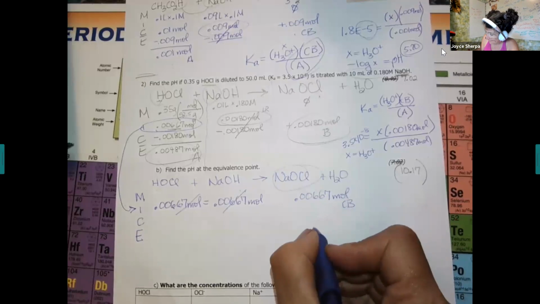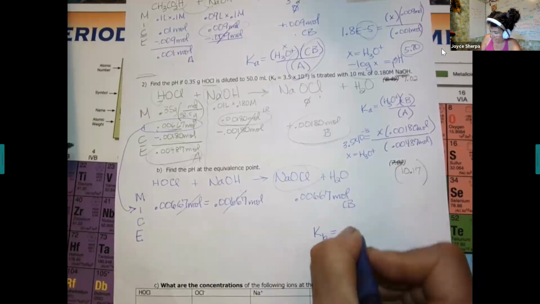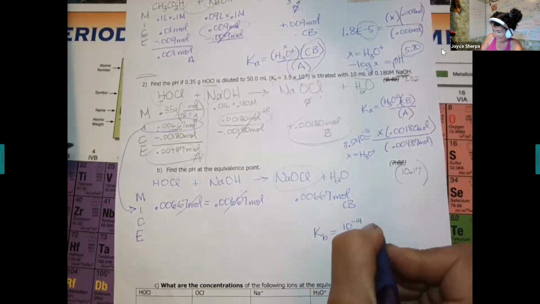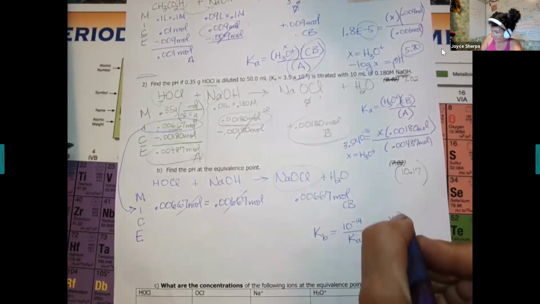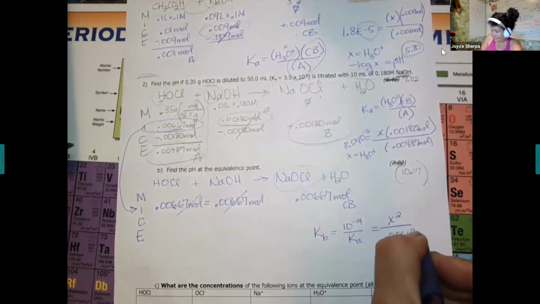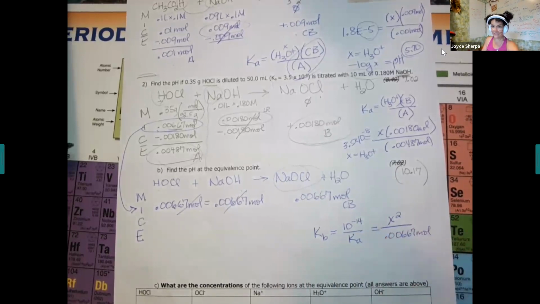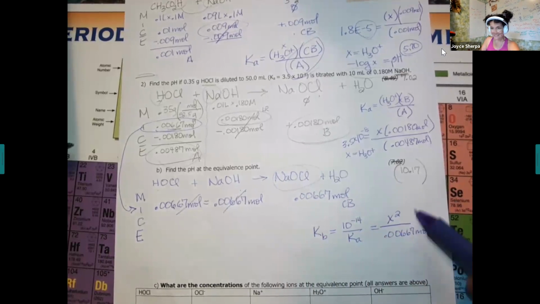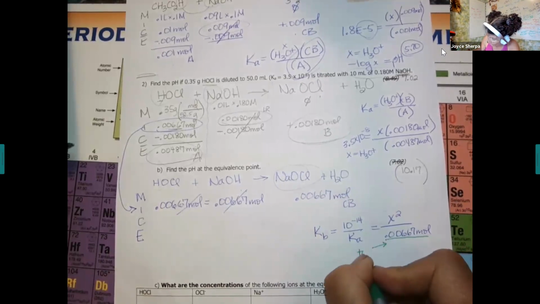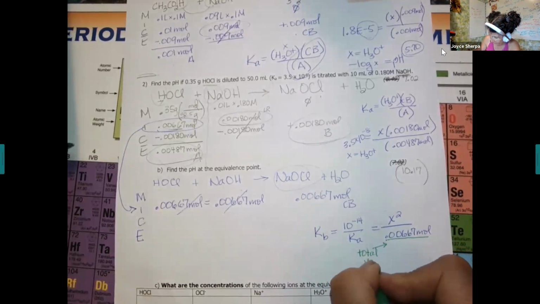You have to use Kb. So your Kb is, right, 10 to the negative 14 divided by the Ka. It's going to be x squared, but you cannot use just the moles because it's not a ratio anymore. So we do need down here the total volume.